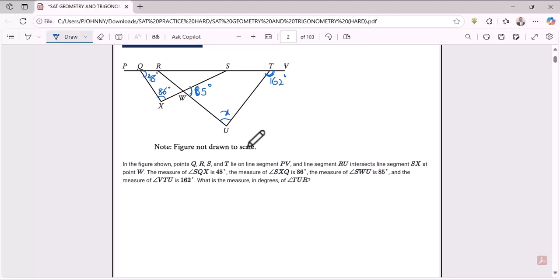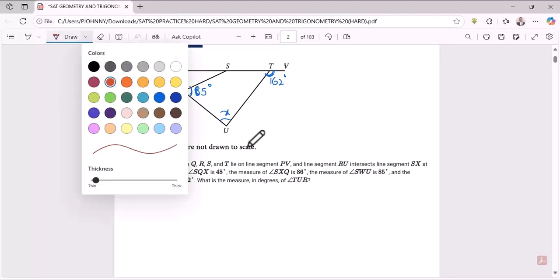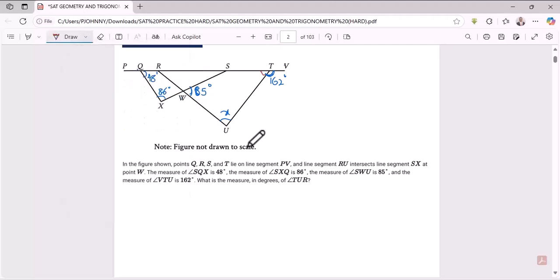Okay, so first things first, let's see the easy ones to get. From here, for 162, I'm going to use a straight line to complete this. We're going to have 18 degrees here. We already have 85 here, which is a good thing. So we only need one more angle to solve this quadrilateral SWUT, and we can solve that quadrilateral to get the value of X. Or if we can get angle R, we can solve this triangle RTU to get the value of X. Whichever one is fine. So let's see, what can we get from here?